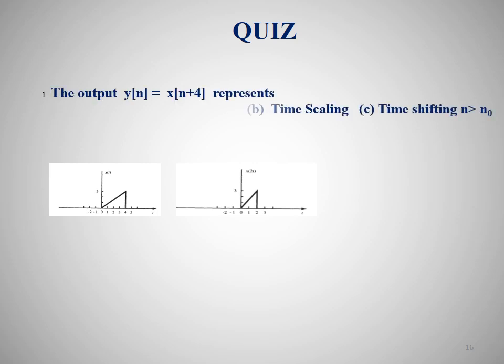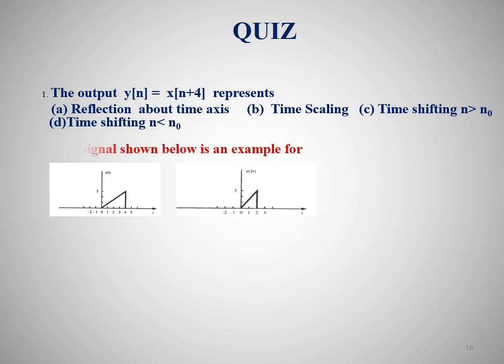Now let us try to understand whether we have understood the concepts by considering quiz questions. One of the problems given is the output y of n is going to be equal to x of n plus 4. This represents reflection about the time axis, scaling, time shifting when n is greater than n naught, or time shifting when n is less than n naught. Here n naught actually represents t naught. Since it is n plus 4, it is understood that time shifting occurs for n less than n naught.